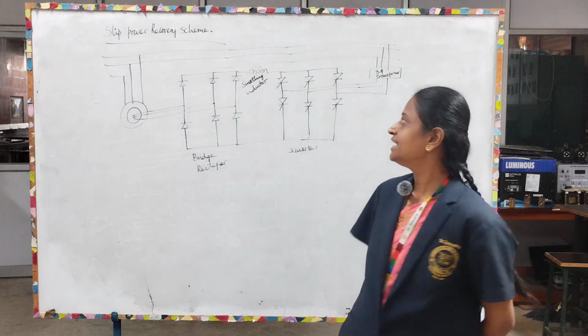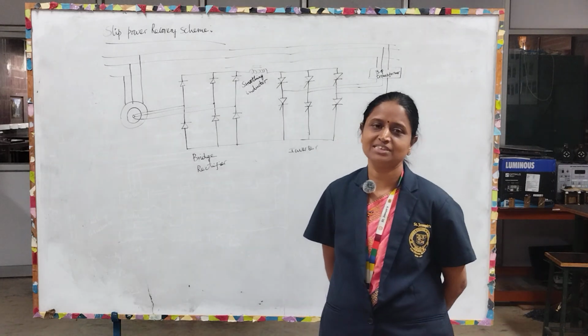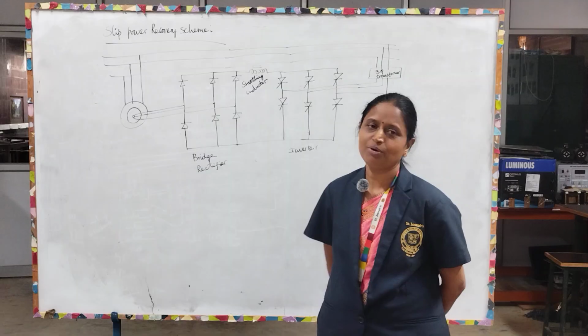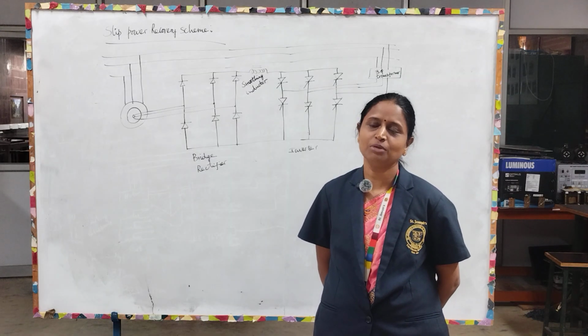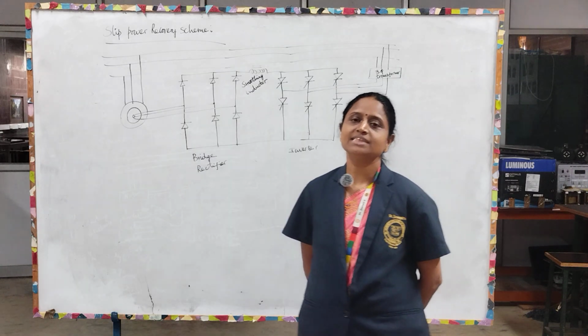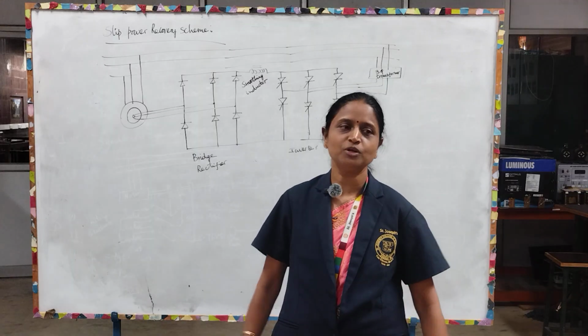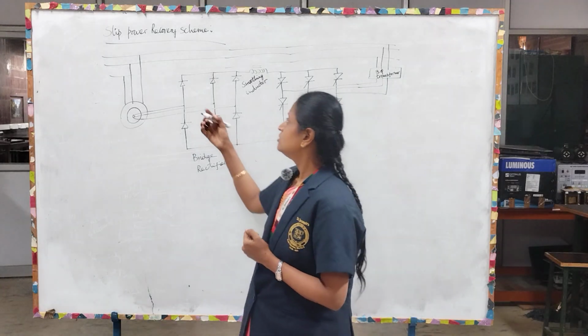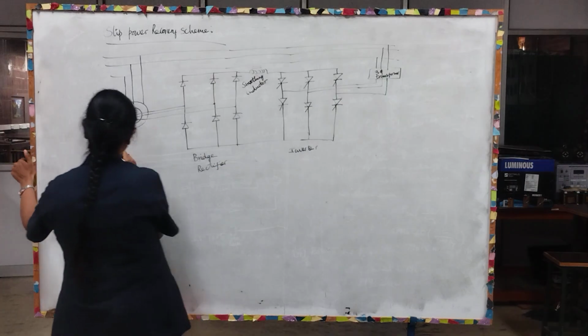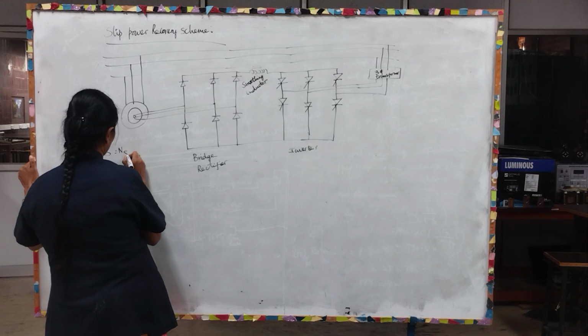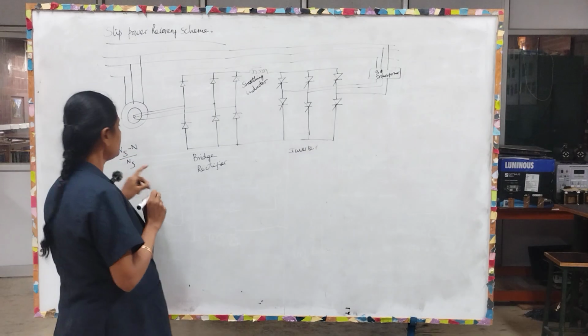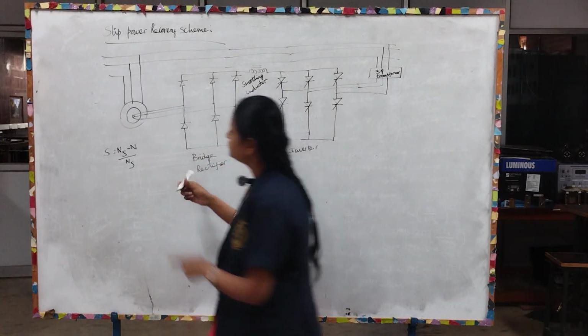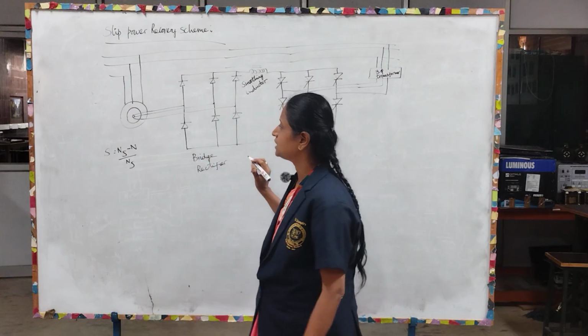Good afternoon. Next topic is slip power recovery scheme. So what do you mean by slip power? What is slip? It is nothing but the difference between the synchronous speed and actual speed of the motor. We can write the slip as (ns minus n) by ns, where ns is the synchronous speed and n is the actual speed, which is expressed as a percentage of synchronous speed.